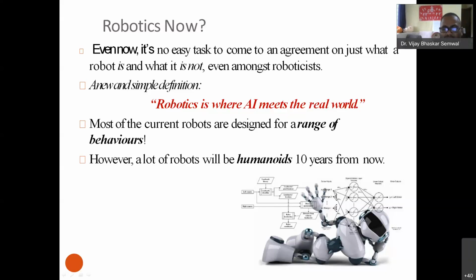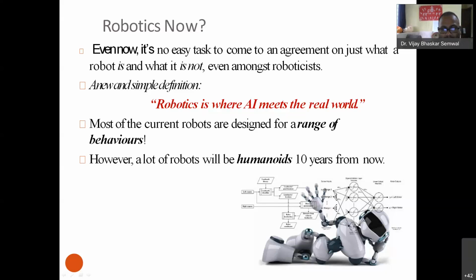If you are going for outside world problems, whether it's a chess game, planning, autonomous vehicle, or other things, a robot is where AI meets the real world problem. So whenever AI has to meet a real world problem, robotics is always there. Most of the current robots are designed for a range of behaviors, whether emotion recognition, face recognition, or walking. Walking is also a behavior performed by human beings, and the same robot is doing picking objects, placing objects, and gesture mimicking.